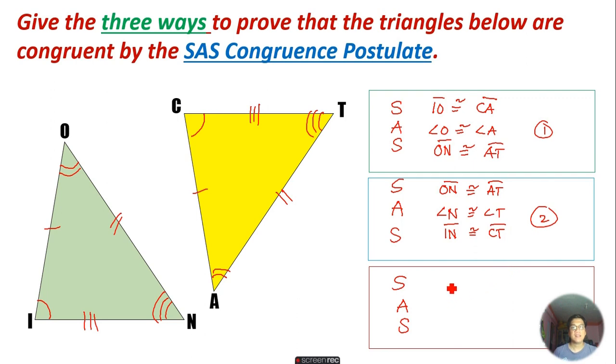Next, the last is, if I get IN congruent to CT, and then angle I is congruent to angle C, and then it should be included. So side IO is congruent to side CA. So this is the third way. Alright, so that's how we illustrate the SAS congruence postulate. And we can name the 2 triangles that are congruent. So triangle ION is congruent to triangle CAT. Alright, so that's how we illustrate the SAS congruence postulate.